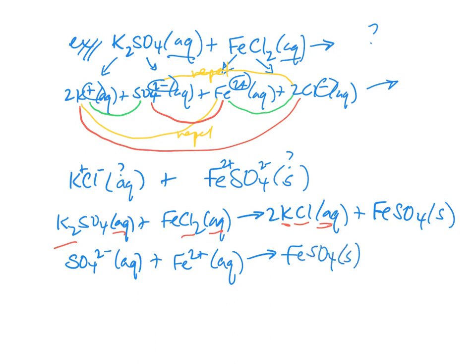And the K+ and the Cl- are really just there to help bring the sulfate and the iron to the dance, and then iron and sulfate dance, and potassium and chloride don't get involved. So this would be what we call the net ionic equation, and that's something that we'll work on a little bit more. Let's look at one more example, and then we'll call an end to this video.